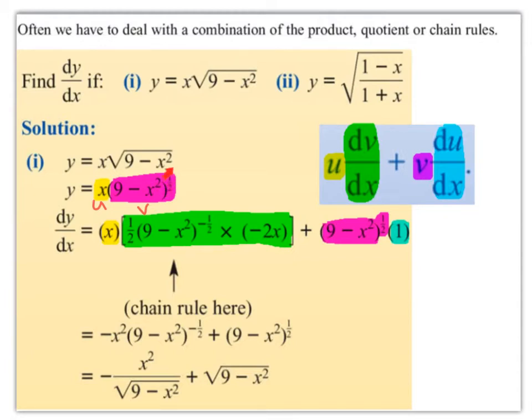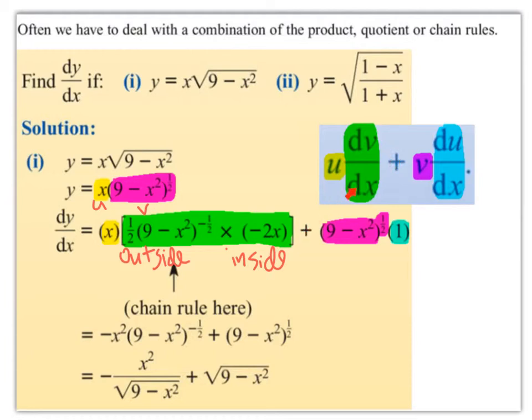So we bring the power down in front, the half comes down in front. We keep what's inside the brackets, 9 minus x squared, and we reduce the power by 1. A half minus 1 is minus a half. Then we multiply that by the derivative of the inside. So 9, the derivative is 0, so we don't write anything down, and minus x squared, the derivative is minus 2x. So outside multiplied by inside. Okay, so that's dv dx.